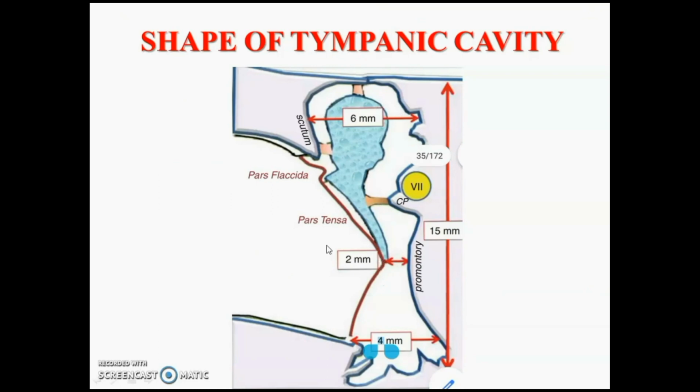So you can see here the coronal section of the right middle ear showing laterally the tympanic membrane, that is the concave tympanic membrane, and you can see above and below you are seeing epitympanum and hypotympanum, and you can see the measurements: 2 millimeter in the mesotympanum, 6 millimeter in the epitympanum, 4 millimeter in the hypotympanum.